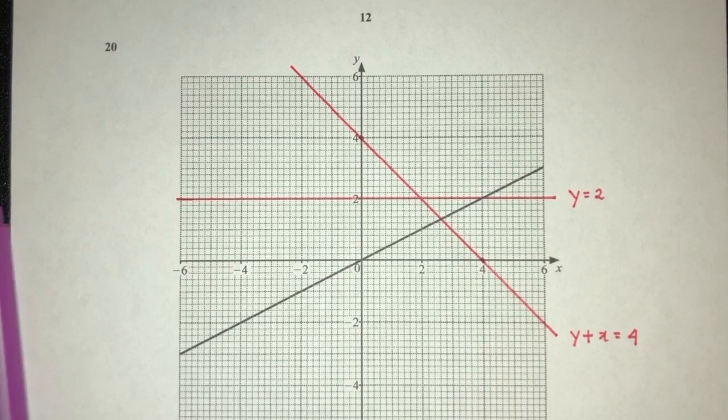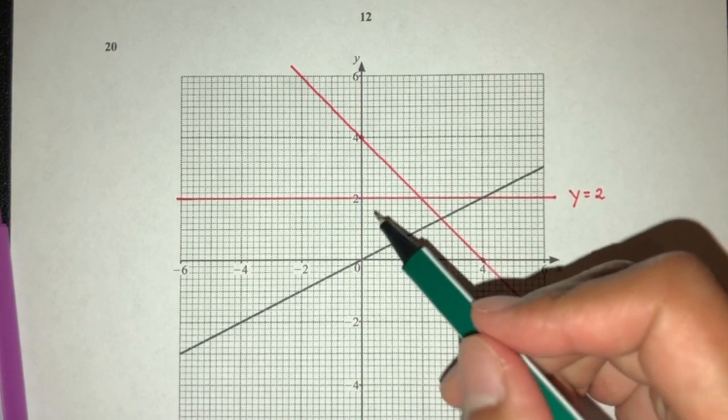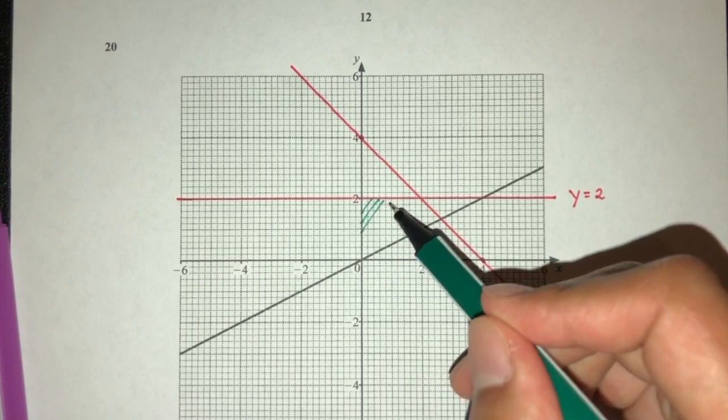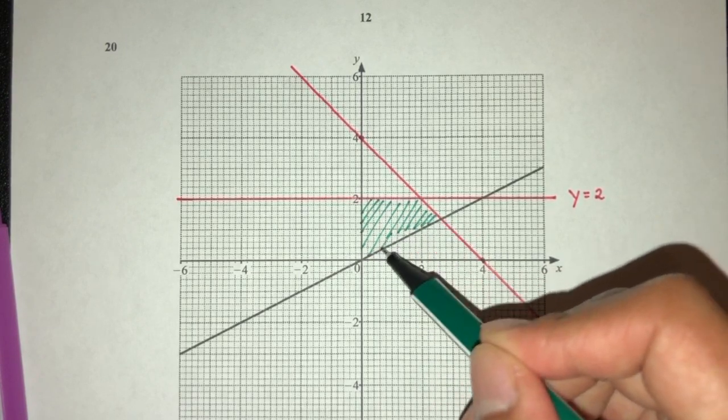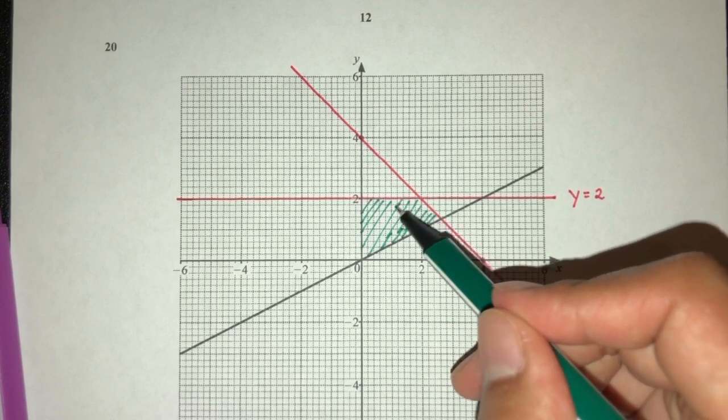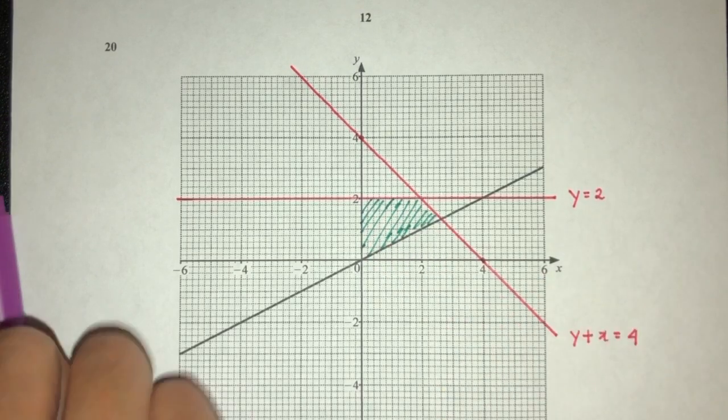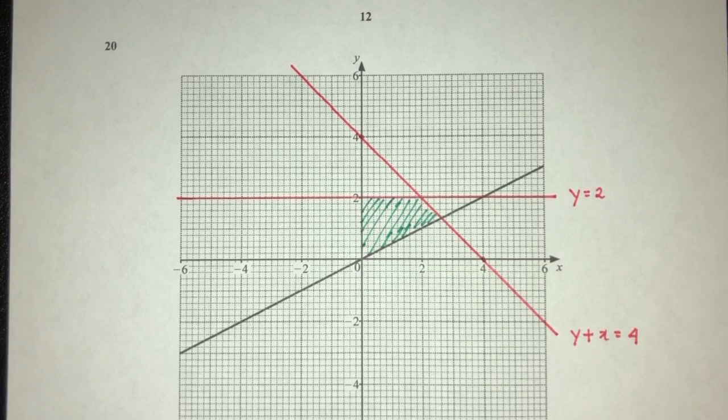So finally you will end up with this region. Again, it is not hard, it's just step by step. Here you go. That will be question number 20.